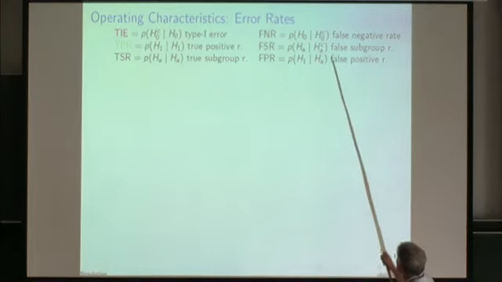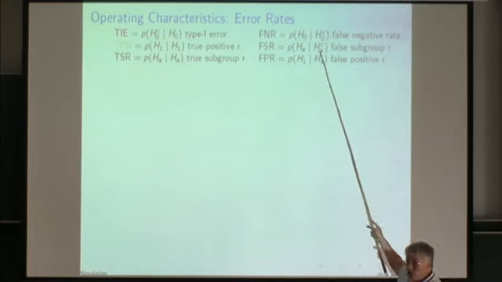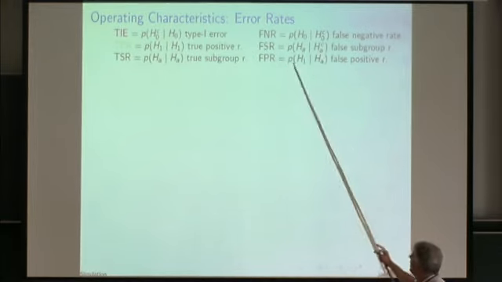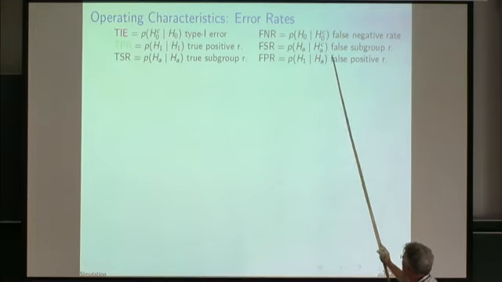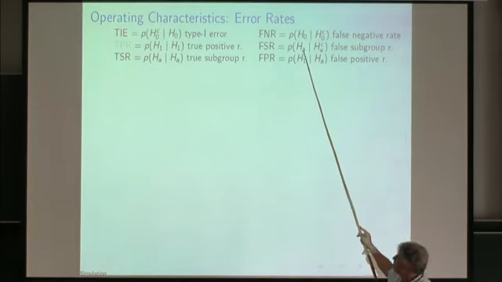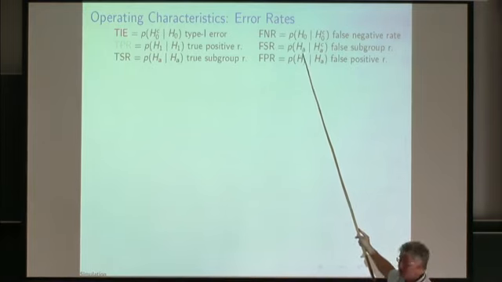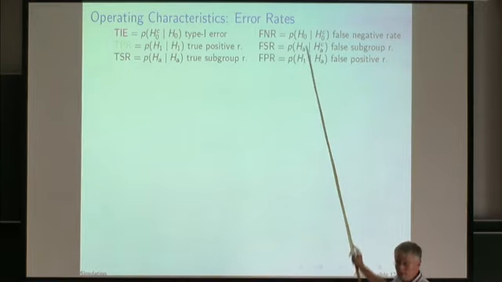False subgroup rate is if the truth does not include a particular subgroup, and you have to specify what it means to include a subgroup. That was the previous slide that I jumped over. But if I recommend a particular subgroup, then that is a false subgroup rate, right?